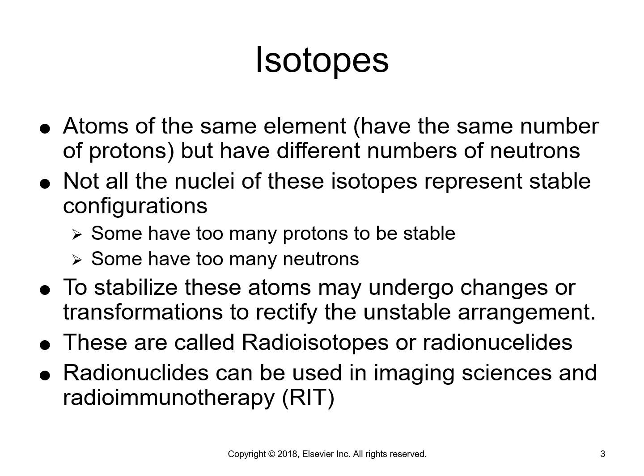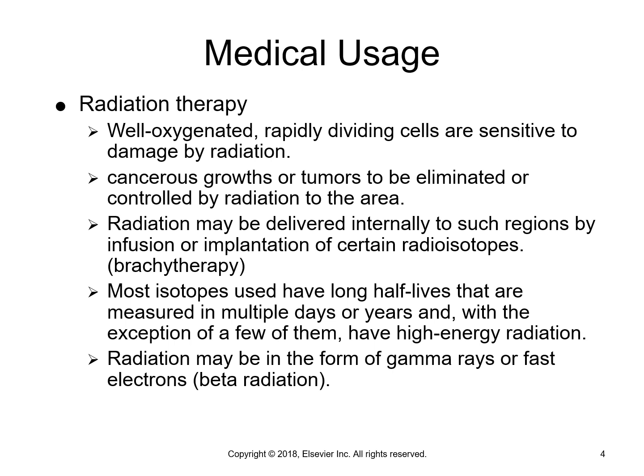So to stabilize, radionuclides can be used in a lot of different imaging sciences, including nuclear medicine and PET scanning with CT. They can also be used in therapy to treat cancers. So we're going to talk about some of those a little bit more in depth, as well as some of those isotopes that work really well in those scenarios.